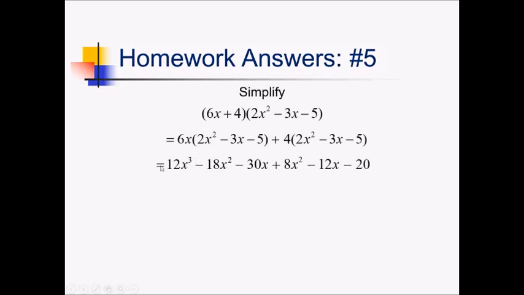So we have a 12x cubed, that's all by itself. Nothing to combine with that, no other x cubeds. But these x squareds can get combined. We have a negative 18x squared plus 8x squared. That's going to be a negative 10x squared. And then we have a negative 30x. We can combine that with a negative 12x. That's negative 42x. And then finally, this negative 20 is just by itself.